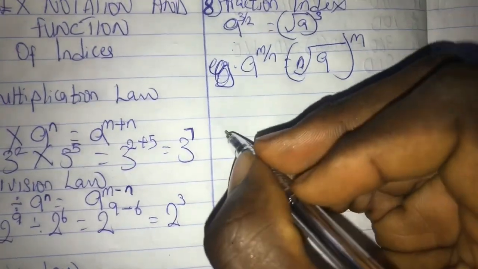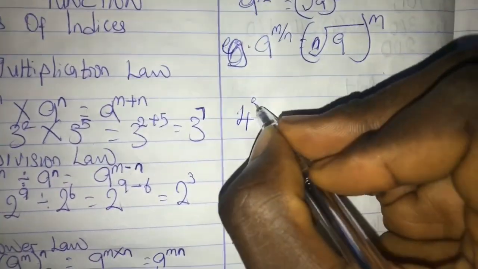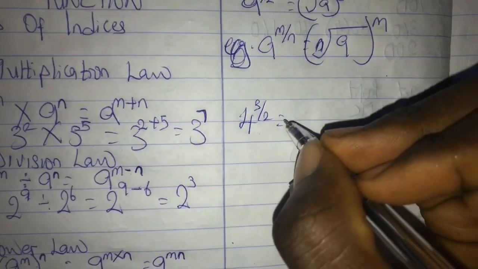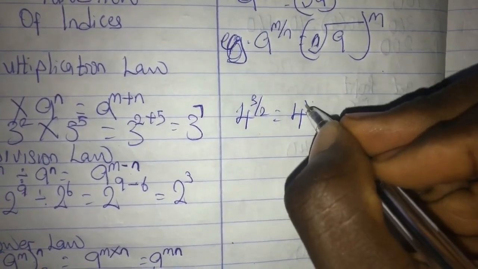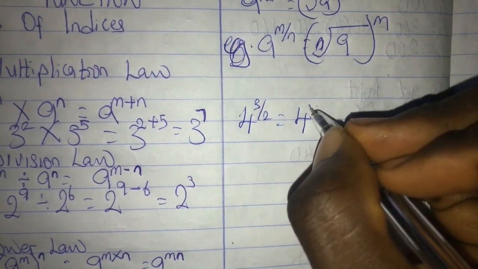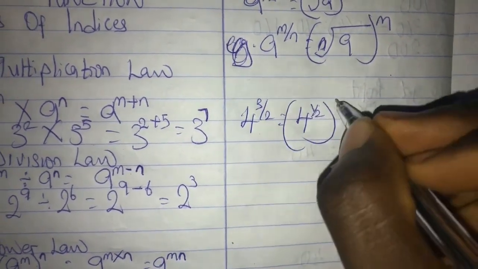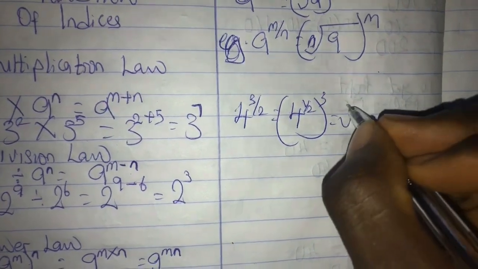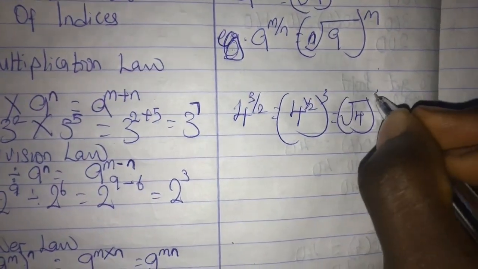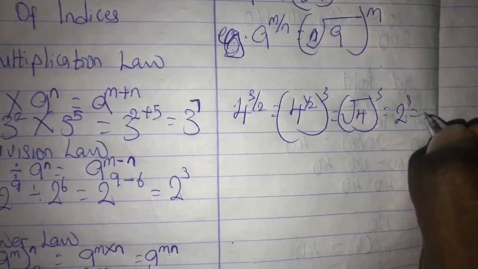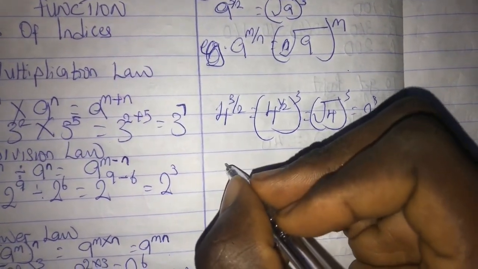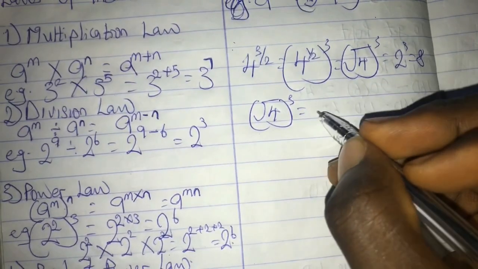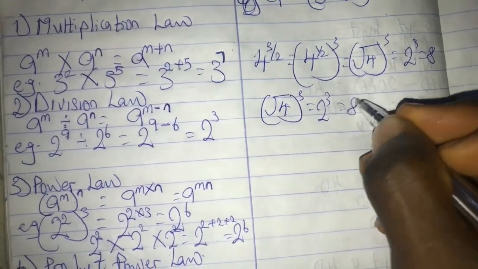For example, we are given 4 to the power of 3 over 2. So remember, 2 is what? Square root. Although you can also break it down like this: 4 to the power of 1 over 2, then to the power of 3. Of course, we know that this is square root of 4, then 3. So that is 2 to the power of 3 equals 8. Or you can just go straight to the point by saying square root of 4, to the power of 3. Of course, this becomes 2 to the power of 3 equals 8.